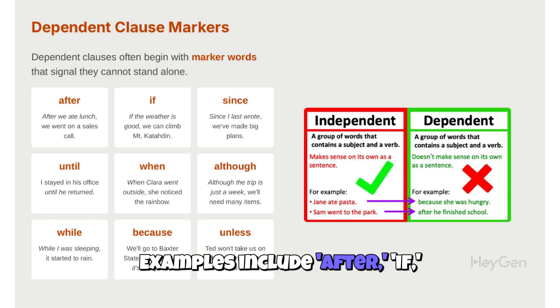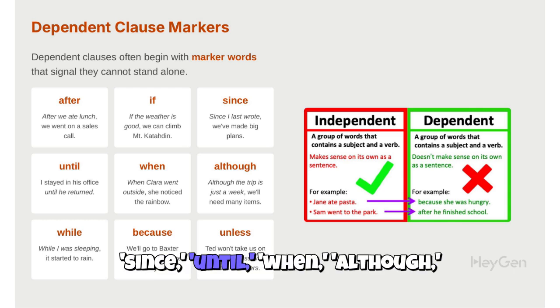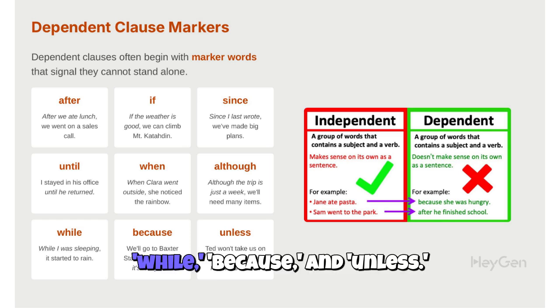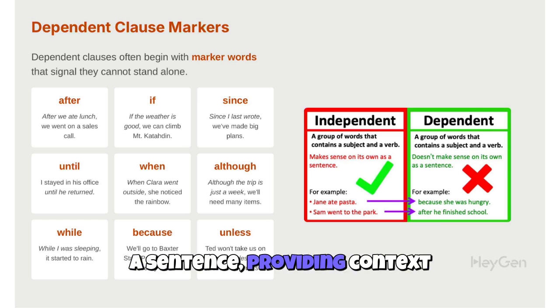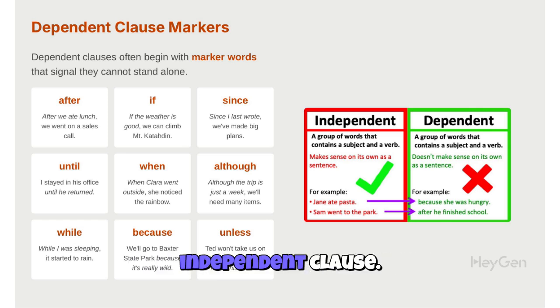Examples include after, if, since, until, when, although, while, because, and unless. These markers help identify the dependent clause in a sentence, providing context and conditions for the independent clause.